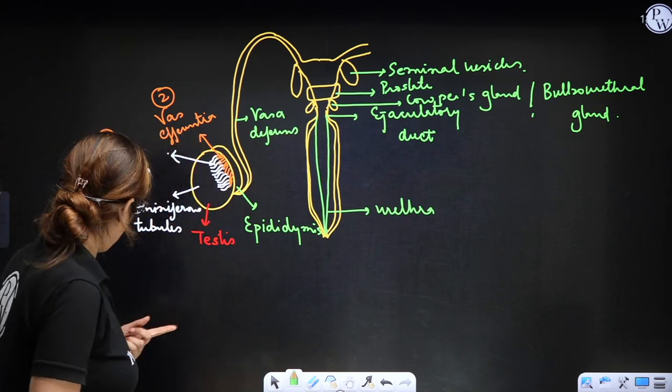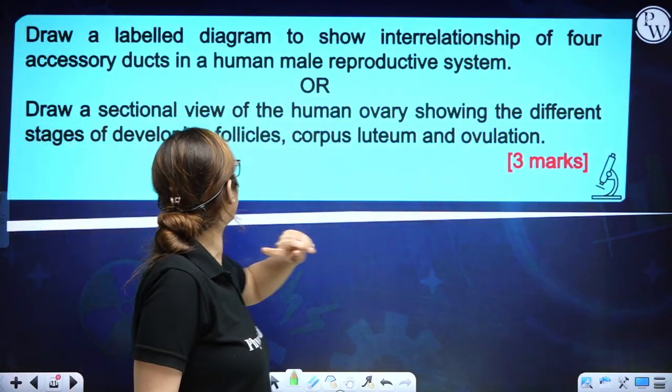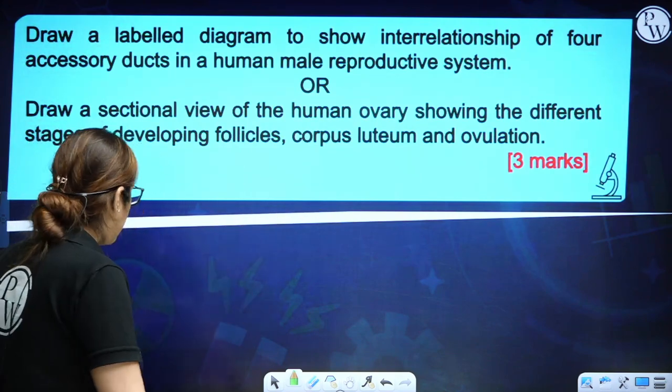Clear, buddies? Okay. Now draw a sectional view of the human ovary showing the different stages of developing follicles, corpus luteum and ovulation. Okay, let's talk about this also.